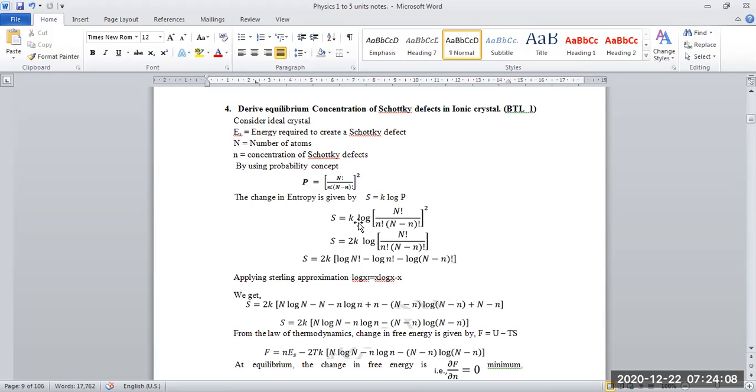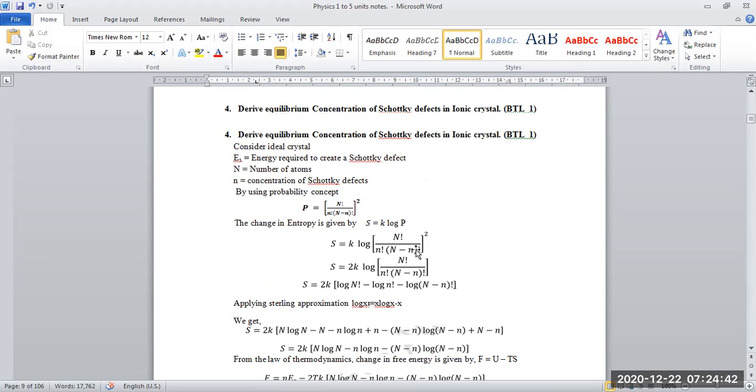So, log P, log of P. P is what? This particular term: n factorial by small n factorial into N minus n factorial whole square. Now log a to the power of n, log a to the power of n. So what is it? N log a. N is what here? 2. So 2k log of N factorial by small n factorial into N minus capital N minus small n factorial.